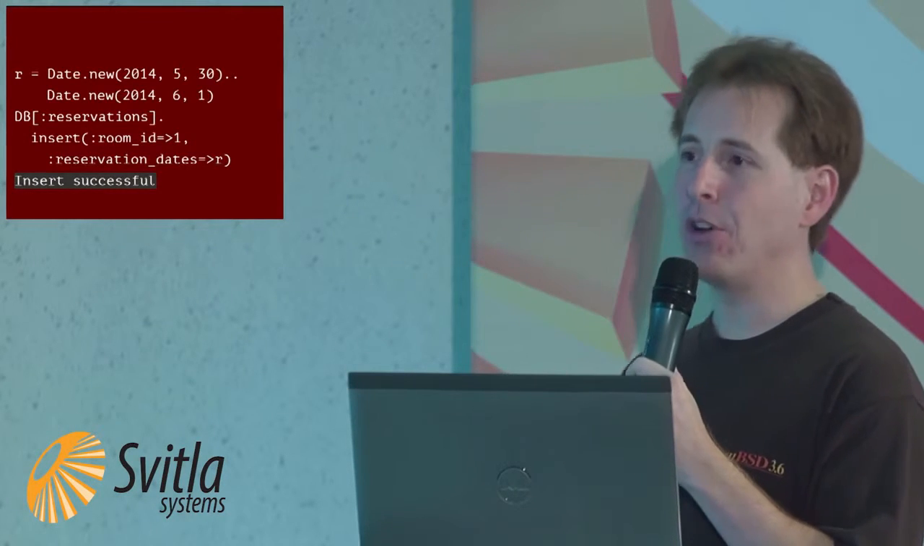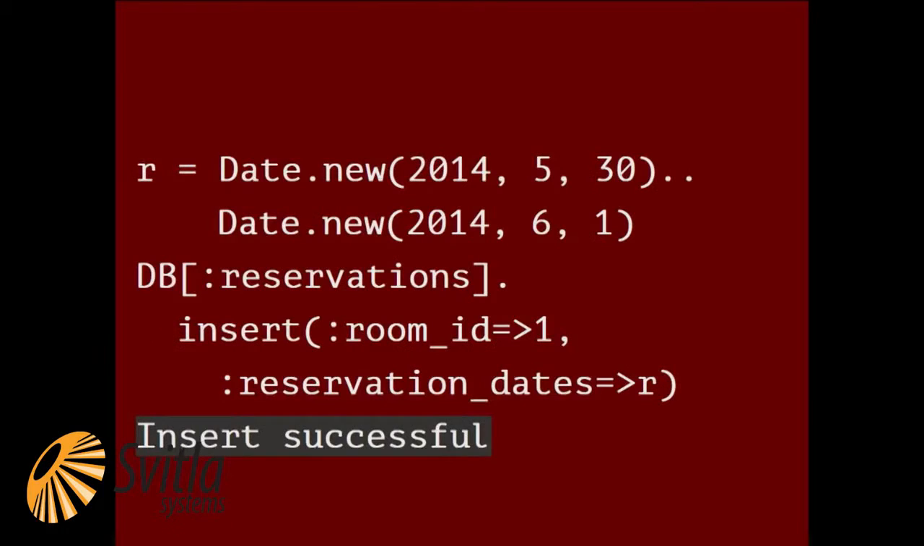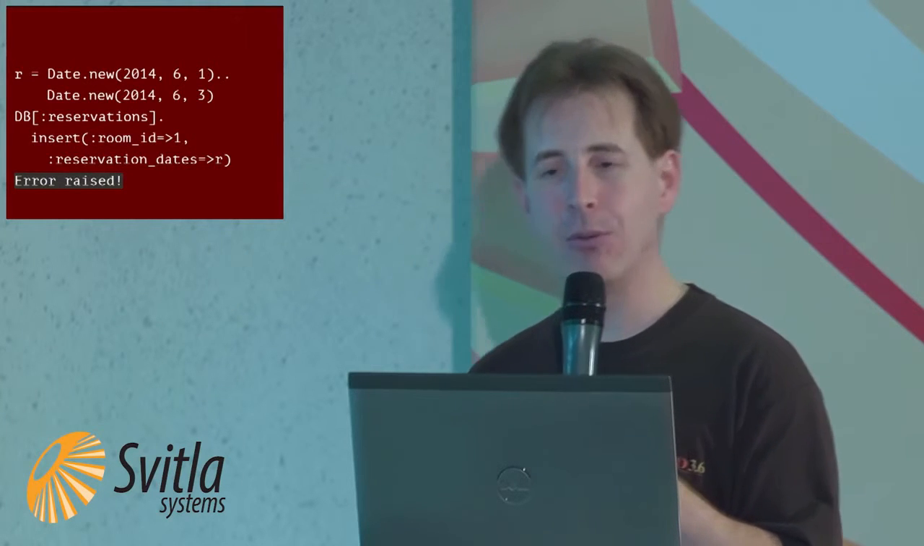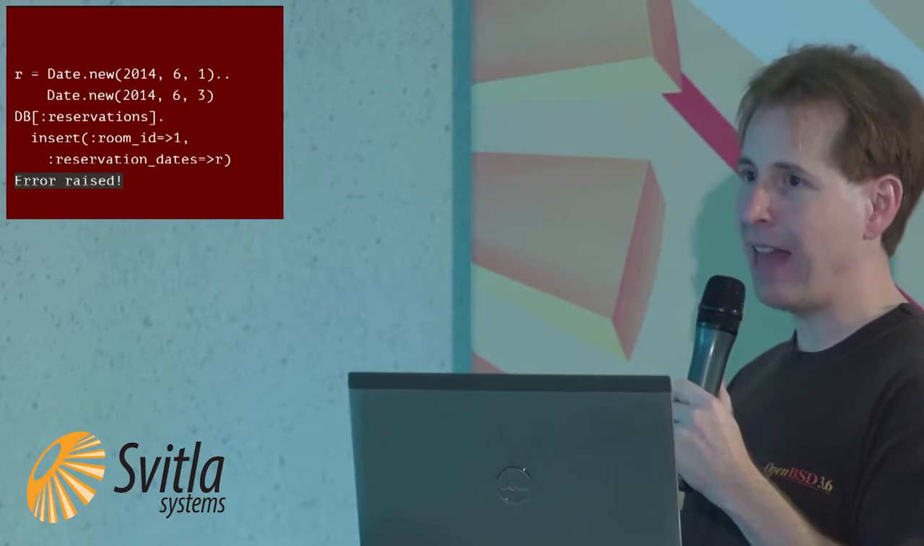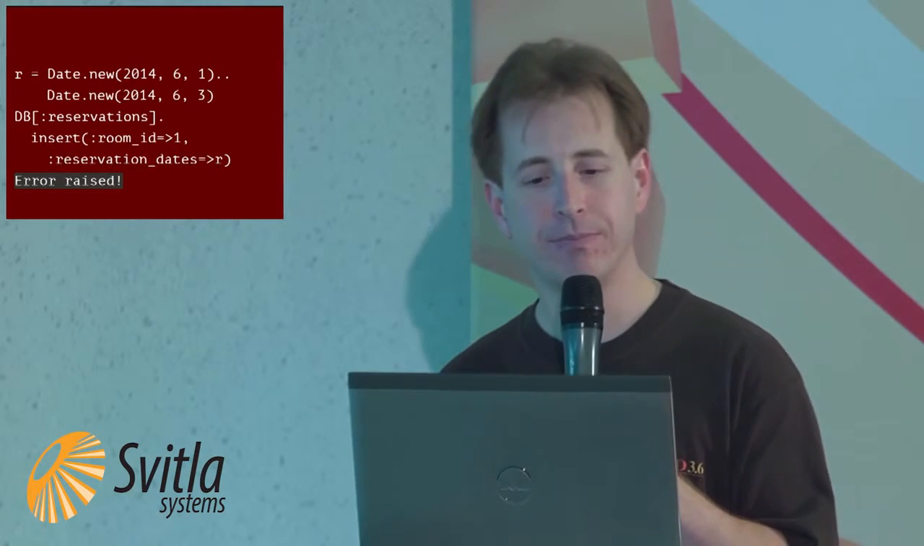So let's say you want to book a reservation for room 1 from May 30th to June 1st. And assuming nothing else has already reserved room 1 in this time period, this should work correctly. Later, if something else tries to reserve room 1 from June 1st to June 3rd, it will fail because that overlaps with the existing reservation from May 30th to June 1st.